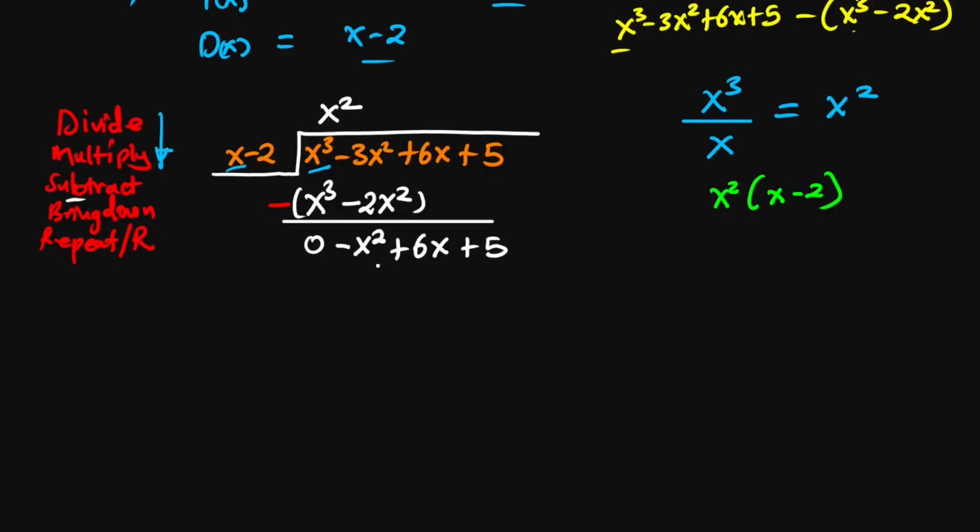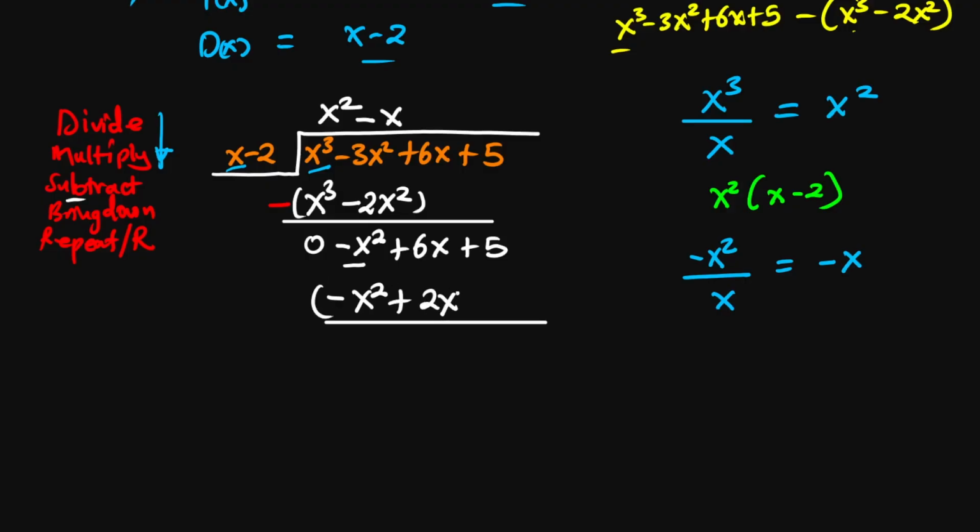We then identify the term with the variable having the highest power, and we compare it with the divisor's variable. Is it greater or equal? Yes, it's greater, so we proceed with the division. Negative x squared divided by x gives negative x, so we write minus x in the quotient. We then proceed to multiplication. Negative x times x gives negative x squared, and negative x times negative 2 gives a positive 2x.